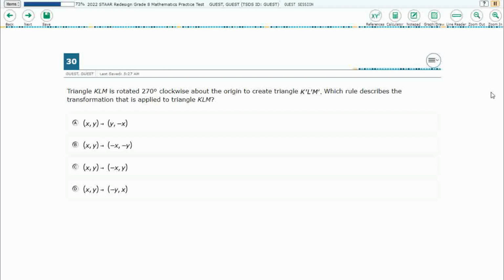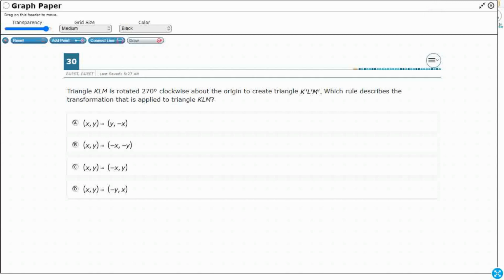So we have a triangle here that is rotated, and we need to figure out what is the rule. Now, if you already know the rule for 270-degree clockwise, then it's a really simple problem. For those of us that don't have that memorized, I'm going to see if I can visually represent what that looks like and how we can plot that out. So I'm going to just graph something.